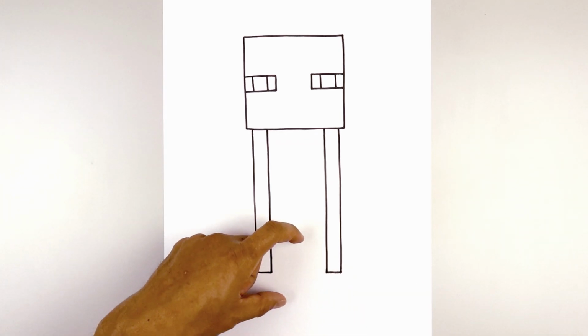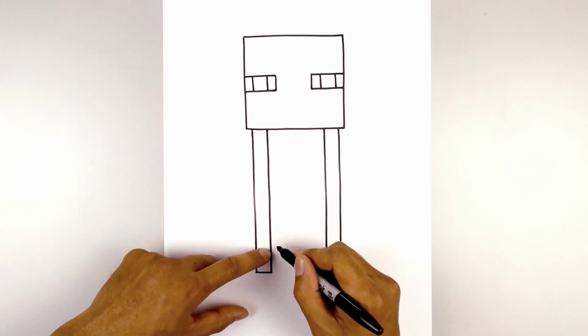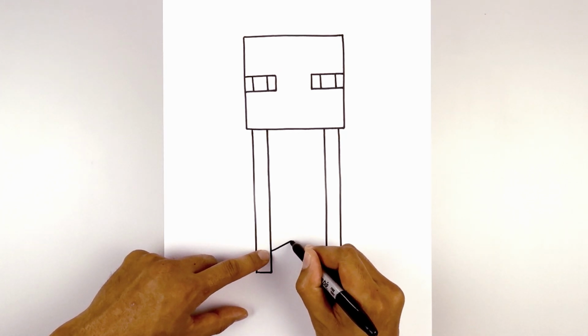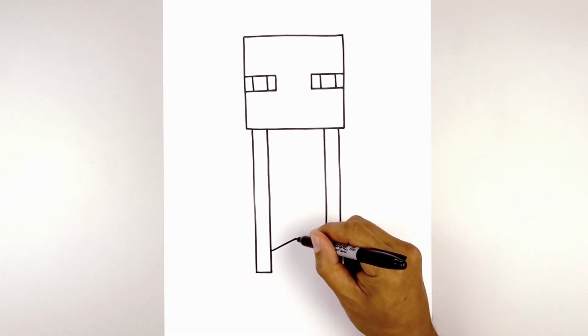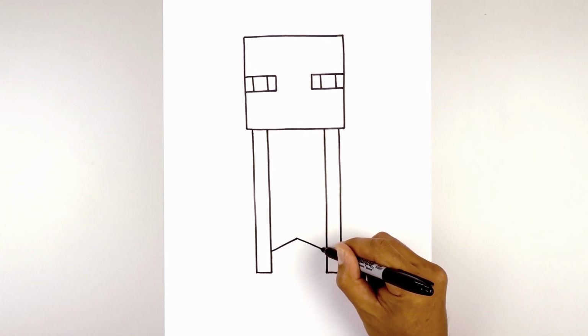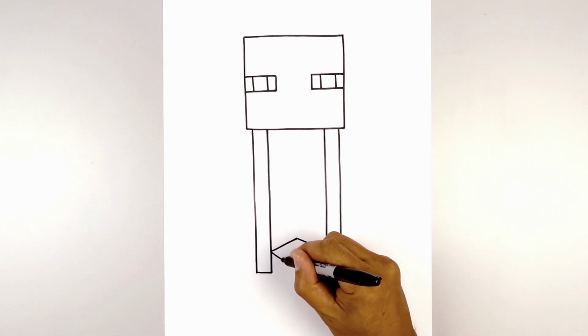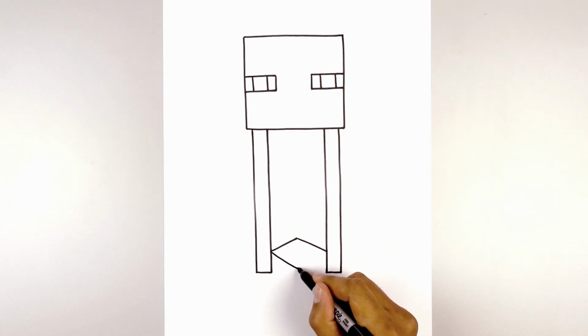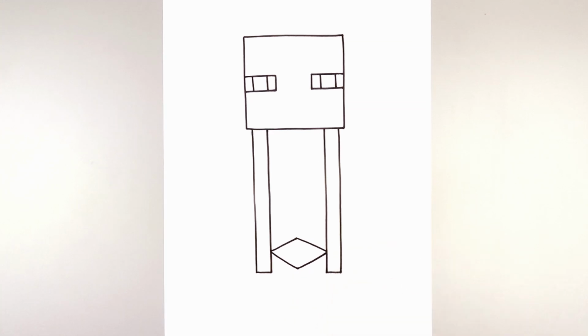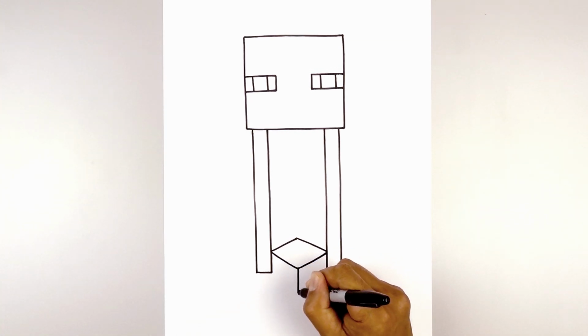Now I'm going to add a rotated cube in between the arms. So we're going to start up here on the left side, we're going to angle up and in towards the middle, and it will angle down and out towards the right. Now let's come down and in towards the center on both sides. Now from that center, I'm going to draw a straight line coming down towards the bottom of the cube.